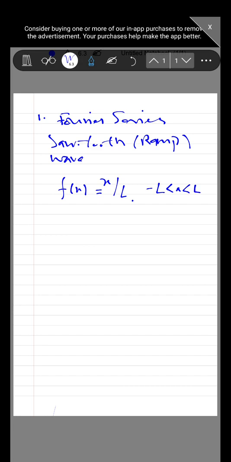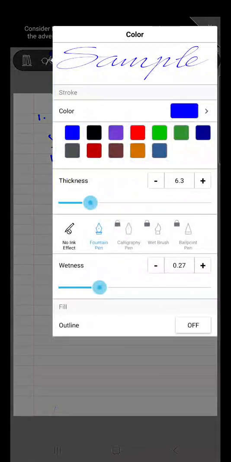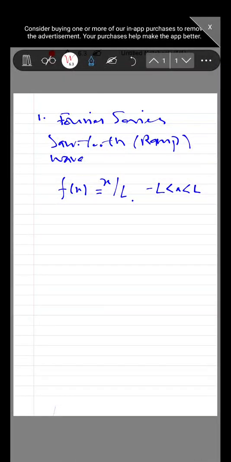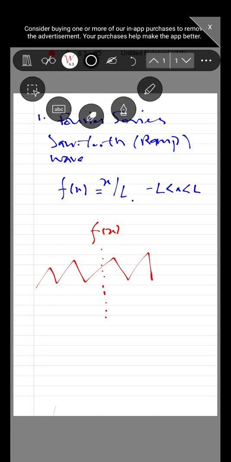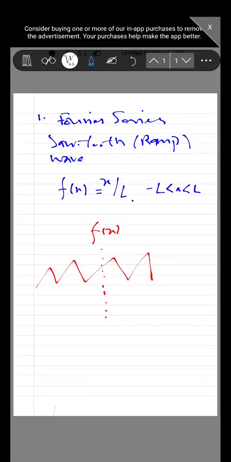So this is the function f(x), and it looks something like this. The values are minus 3L, minus 2L, minus L, 0, L and 2L.